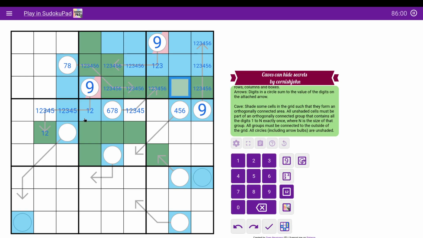I need these 2 to be up here. That implies we have a 6 somewhere on an arrow up here. That implies everything else has to be at minimums. 1, 1 that add up to 7. And then that leaves this to be 5 or 6.